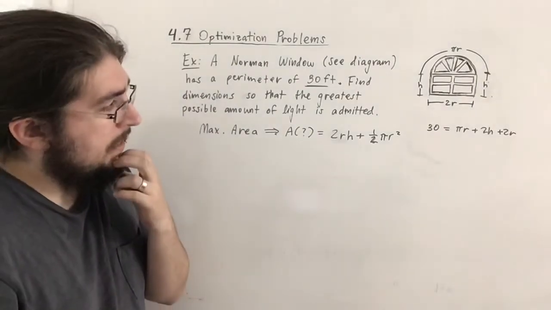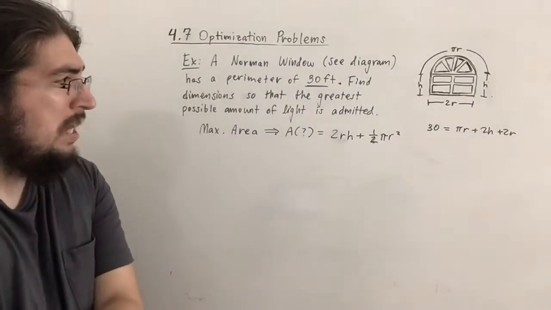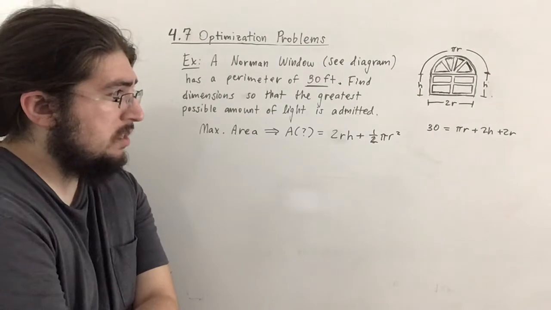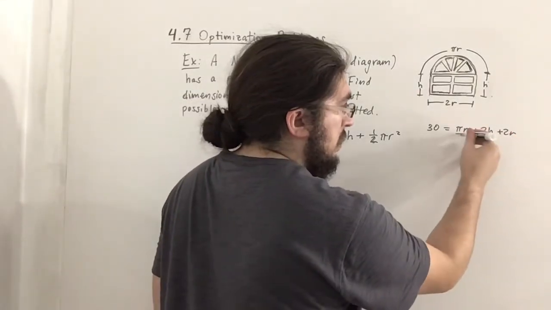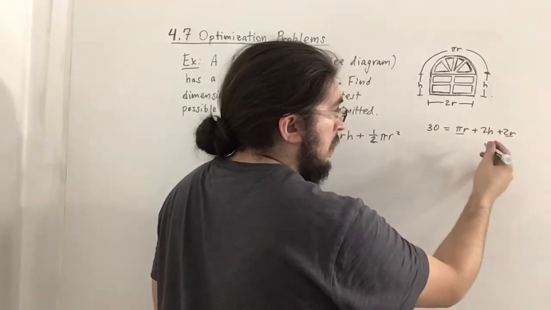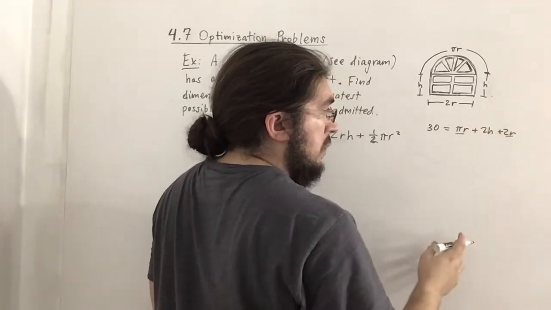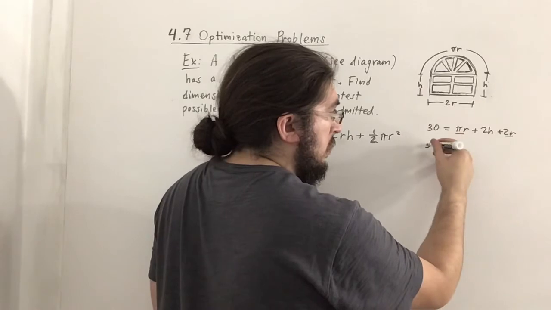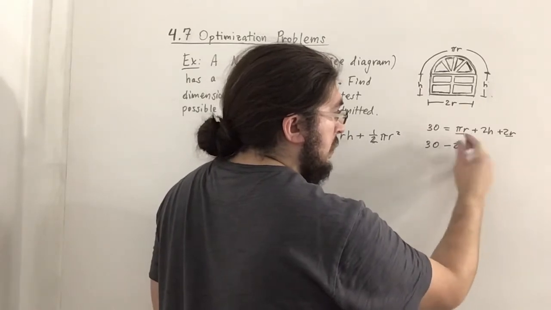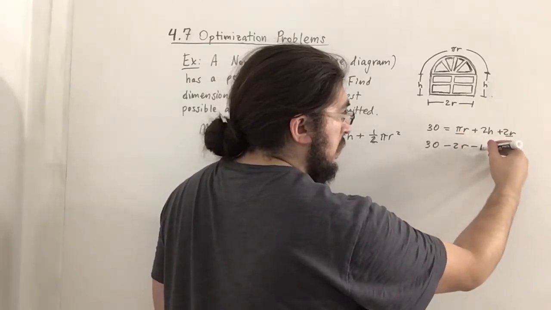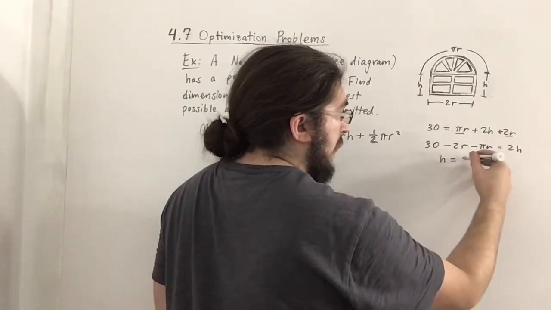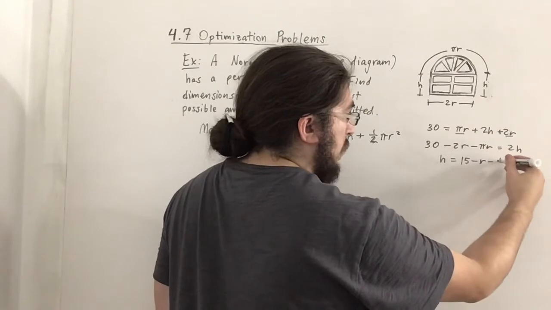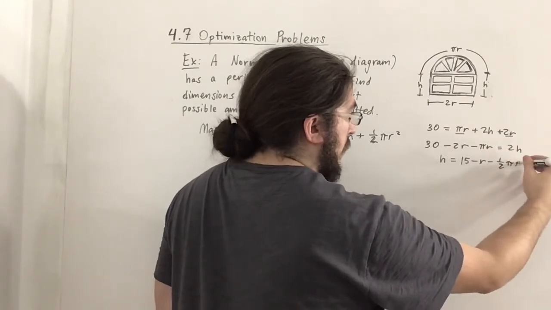In fact, we can solve for h in terms of r. That's not too hard to do. Notice, if you just subtract these to the other side and then divide by 2, most of these numbers are actually divisible by 2 except for this one. So you'll end up getting 30 minus 2r minus pi r equals 2h. And then dividing by 2 gives you h is equal to 15 minus r minus 1/2 pi r.